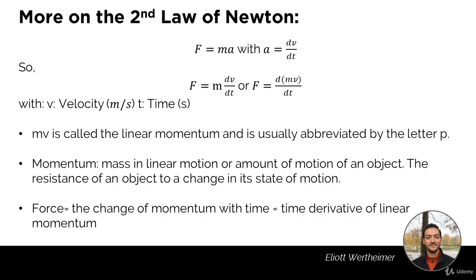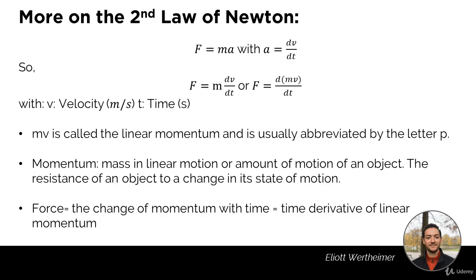If you have a decreasing velocity with time, you get a negative acceleration, sorry. So we can rewrite our equation as F equals mass times the time derivative of velocity. And by doing a bit of math, you get that the external force is equal to the time derivative of the product m, so mass times velocity. That product is actually very important in physics. It's called linear momentum, and it's usually abbreviated by the letter P.